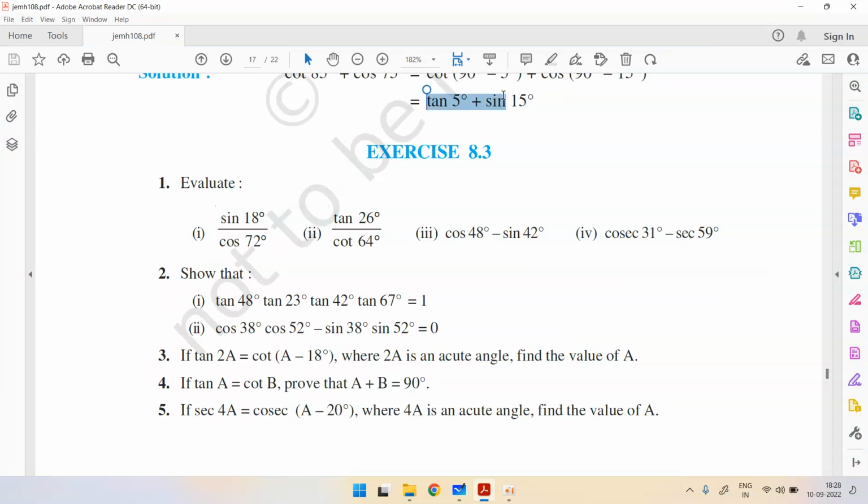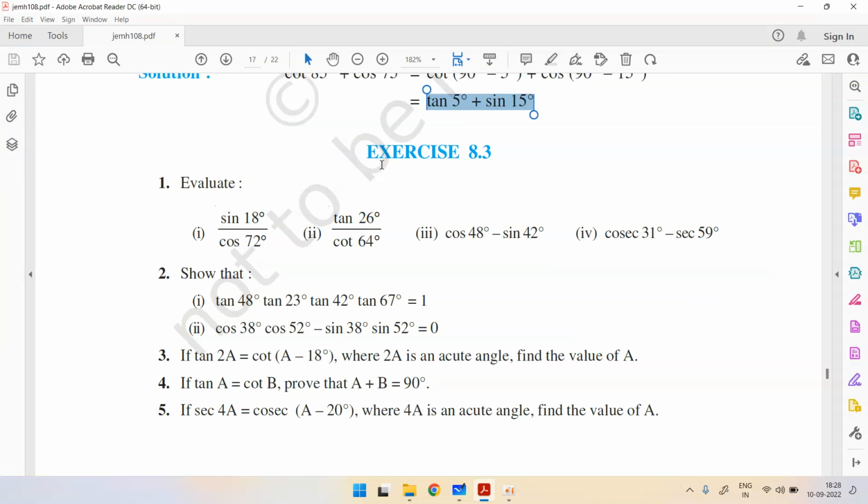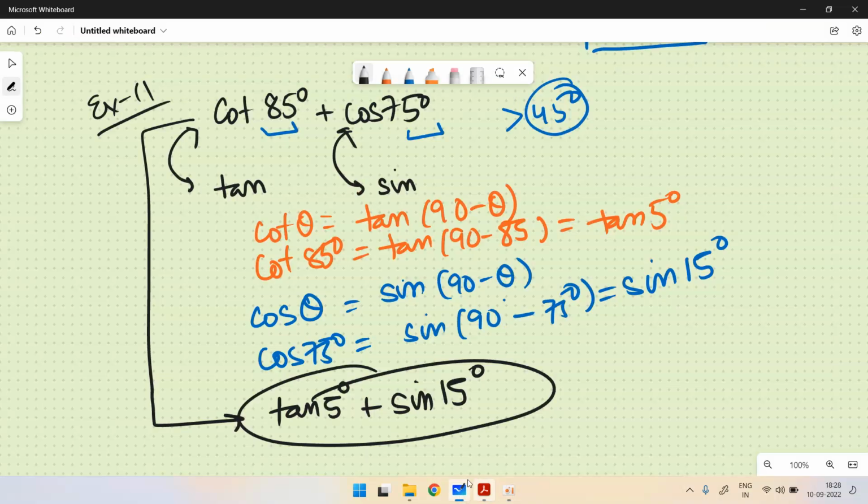Just tan 5 and sine 15 degree. Tan 5 and 15 degree. Now next exercise is exercise 8.3. So this 8.3 says first evaluate these four expressions. Exercise 8.3, question number 1.